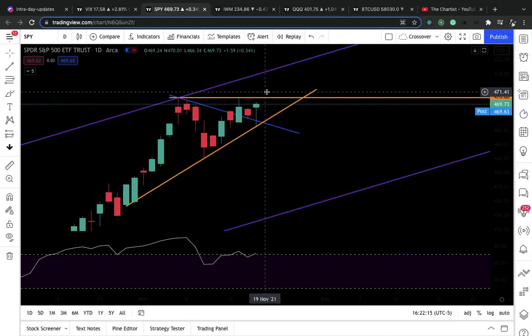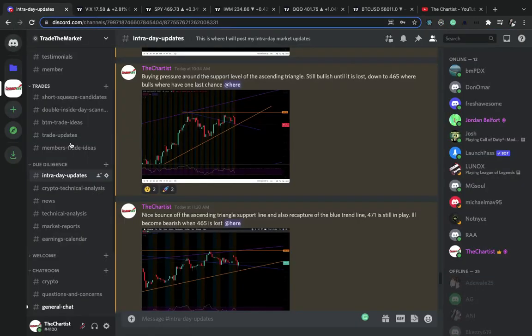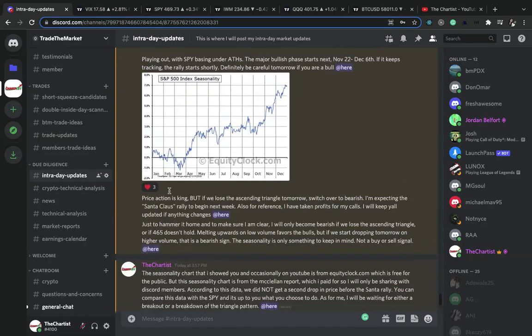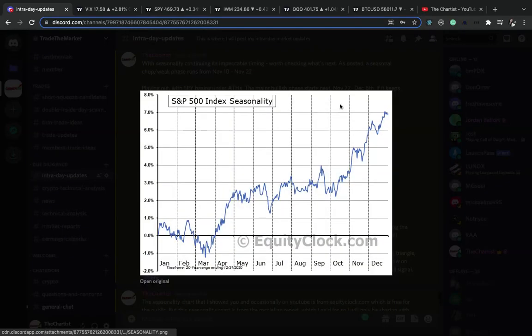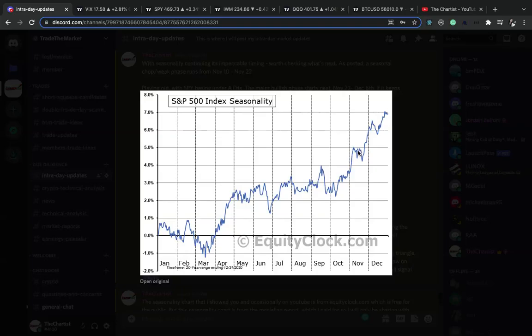Okay, so I haven't talked about it in a few days, but I want to talk about the seasonality. Let's talk about the seasonality right here. We are in this section. So far, the SPY is still on track with the seasonality. We got that dip. There's that dip. And right here is where it should be consolidating just under the previous all-time high. Is that what SPY is doing?